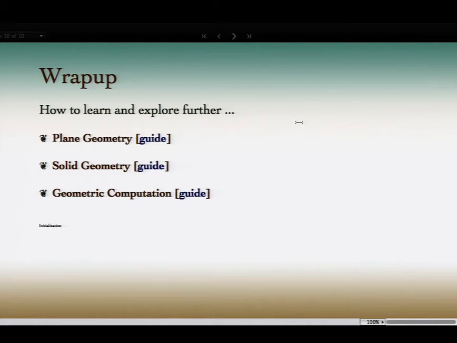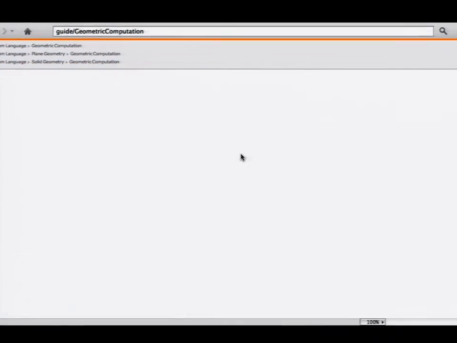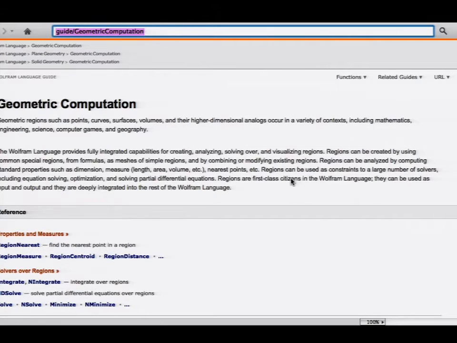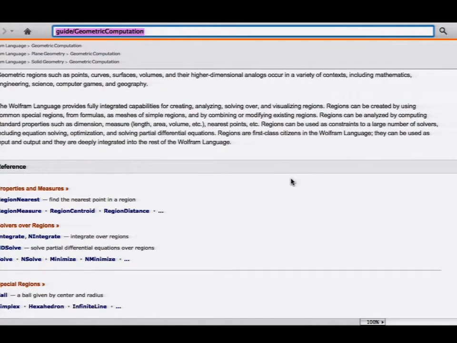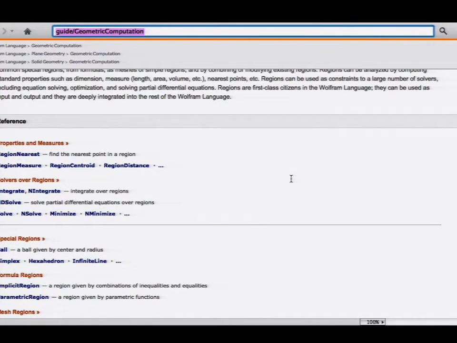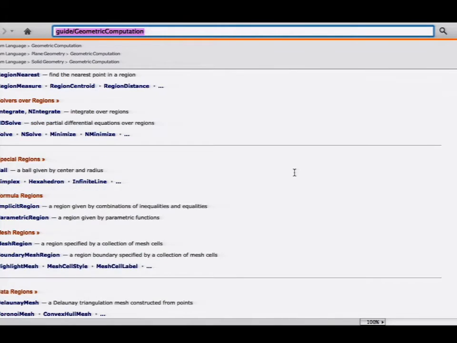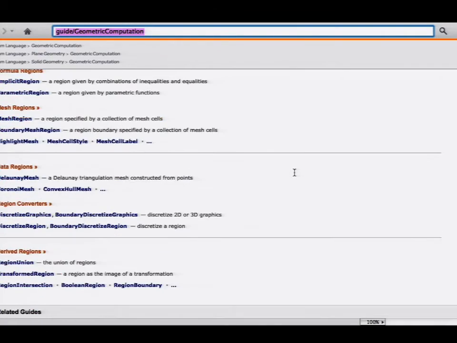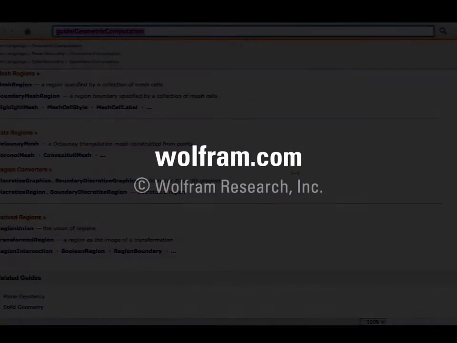overview. And as I said, tomorrow morning there's another one. This is a little bit too short, but it just gives you the buzzwords and the pictures. How do you learn? Well, I think the documentation is actually quite excellent in this area. There's a geometric computation overview, and it even has a front tile on the new help system in Mathematica which points to it. If you see the topics I covered: properties and measures, which are the standard properties we talked about; solvers, we talked about those; the special or basic regions, formula regions, mesh regions, and derived regions, which is kind of the topics of the whole talk. So at least you got the buzzwords.